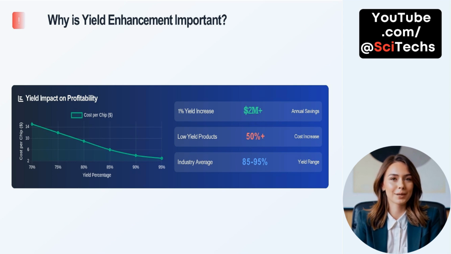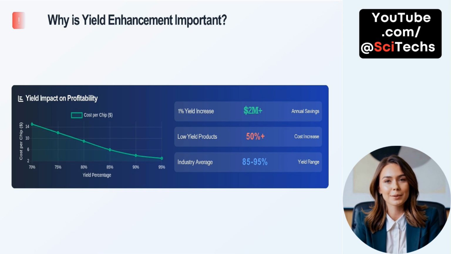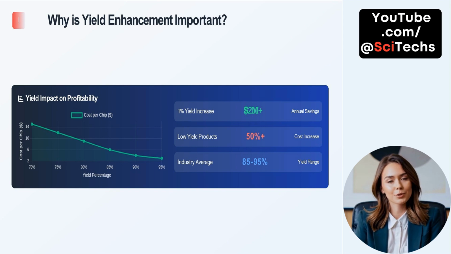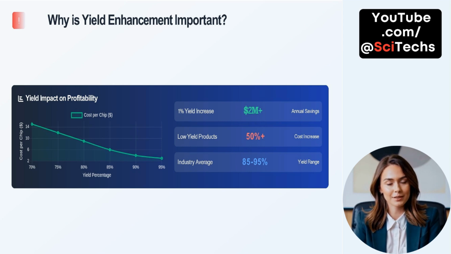Yield enhancement directly impacts profitability in semiconductor manufacturing. A small increase in yield, just 1%, can result in over $2 million in annual savings per facility. This is because as yield improves, the cost per chip decreases significantly. The graph clearly shows this trend. With yield rising from 70% to 95%, the cost per chip drops from about $14 to under $3. Conversely, products with low yields can drive production costs up by more than 50%, making them economically unsustainable. High-yield processes ensure better resource utilization, reduce waste, and improve overall financial performance.